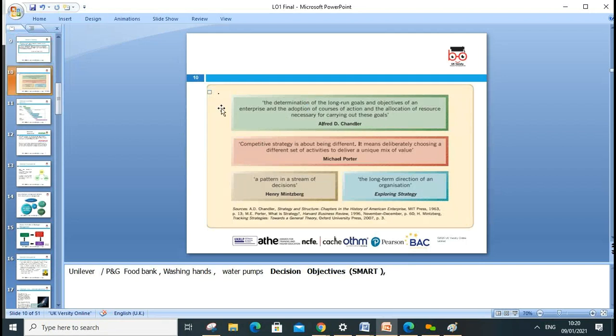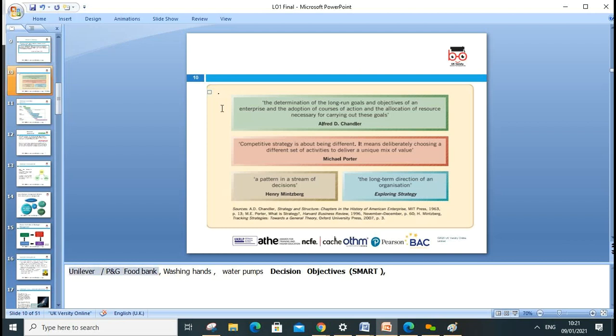Okay, then we have various authors. They define it; according to Alfred Chandler, it is the determination of the long-term goals and objectives of an enterprise, and the adoption of courses of action and allocation of resources necessary to carry out these goals. According to Michael Porter, competitive strategy is being different. It means deliberately choosing a different set of activities to deliver a unique mix of value. According to Henry Mintzberg, a pattern in a stream of decisions, a long-term direction of an organization, that's its strategy.